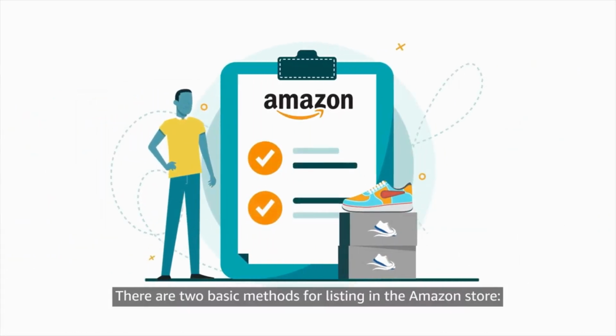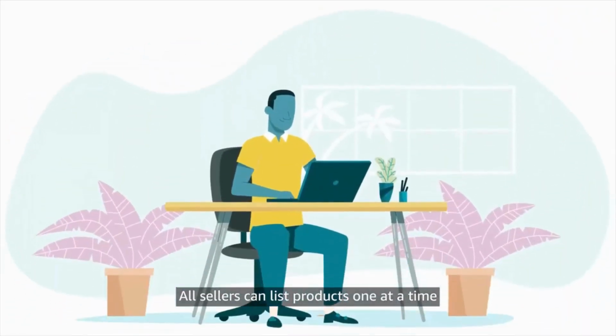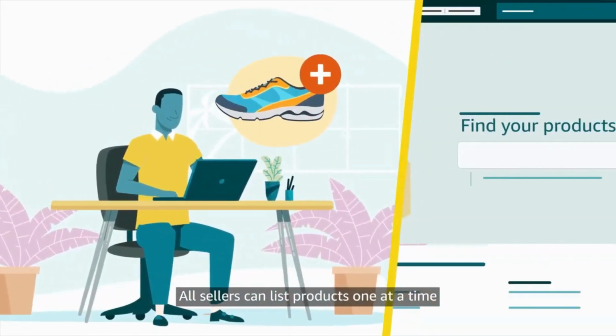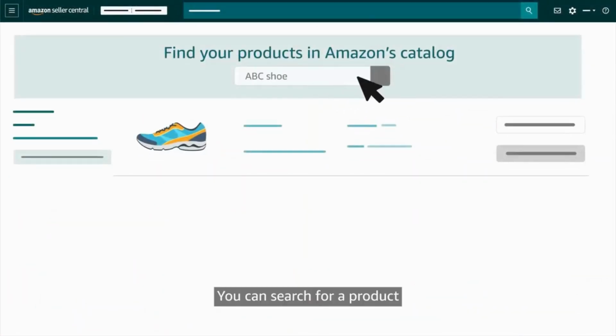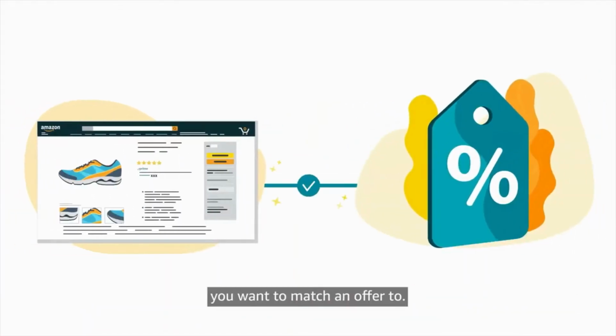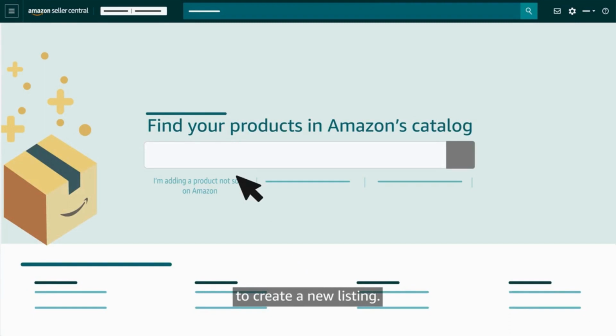There are 2 basic methods for listing in the Amazon store, one at a time and in bulk. All sellers can list products one at a time using Add Products in Seller Central. You can search for a product you want to match an offer to. Or you can click I'm adding a product not sold on Amazon to create a new listing.